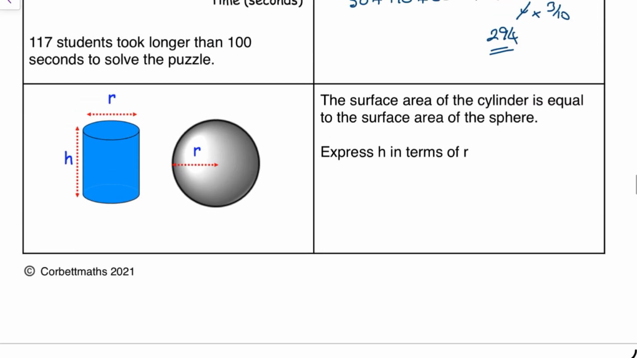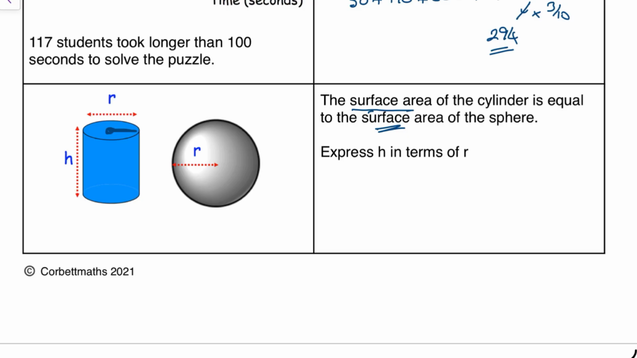Final question. The surface area of the cylinder. Right, I was very close to writing volume then. The surface area of the cylinder is equal to the surface area of the sphere. So it's a surface area question, not a volume question. Express H in terms of R. Now, is this intentional? I don't know, but I'm going to go with it anyway. My R here is actually R over 2.